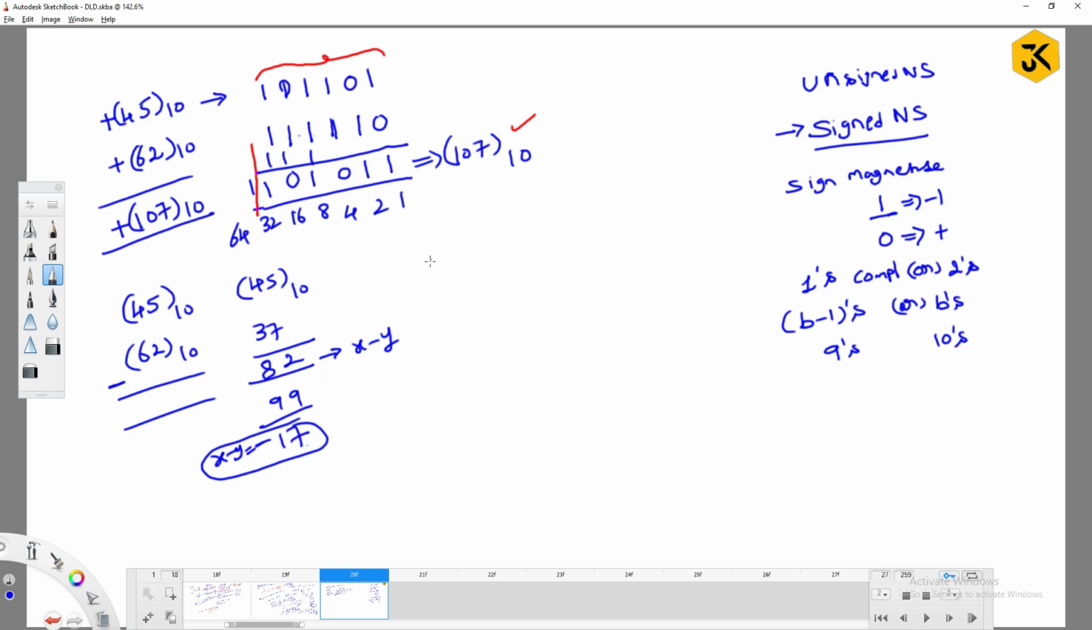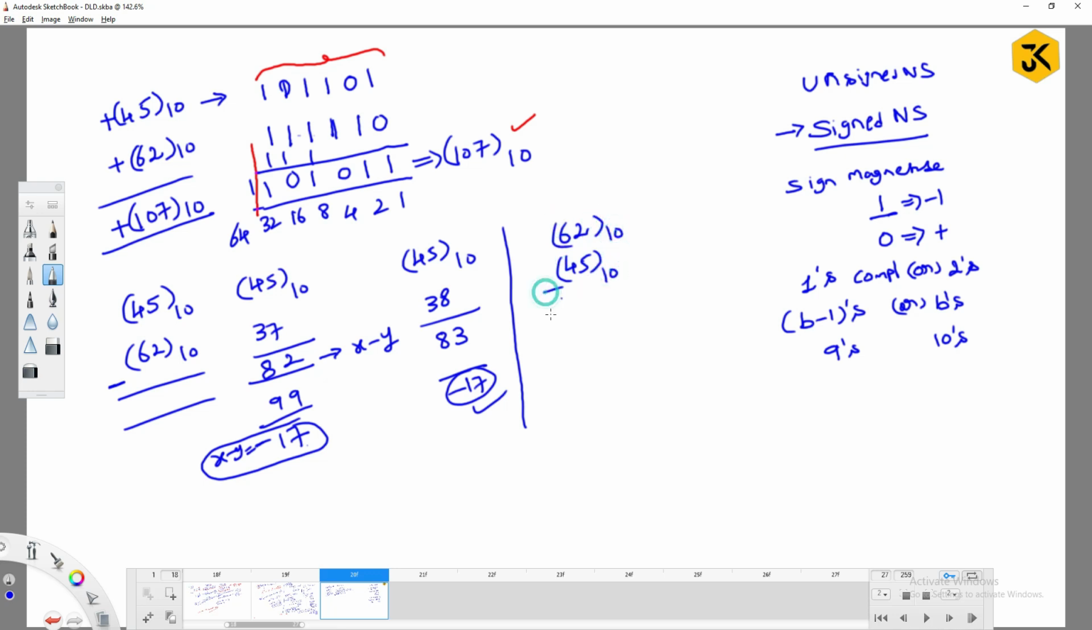What about if it is in tenth complement? 45 base 10. This is 38, right? Ninth complement plus 1, 38. So you are going to get again 83. And from 99 you are going to subtract. You are going to get minus 17. Fine. Take the case of 62 and 45 base 10, where I am trying to perform some kind of subtraction.